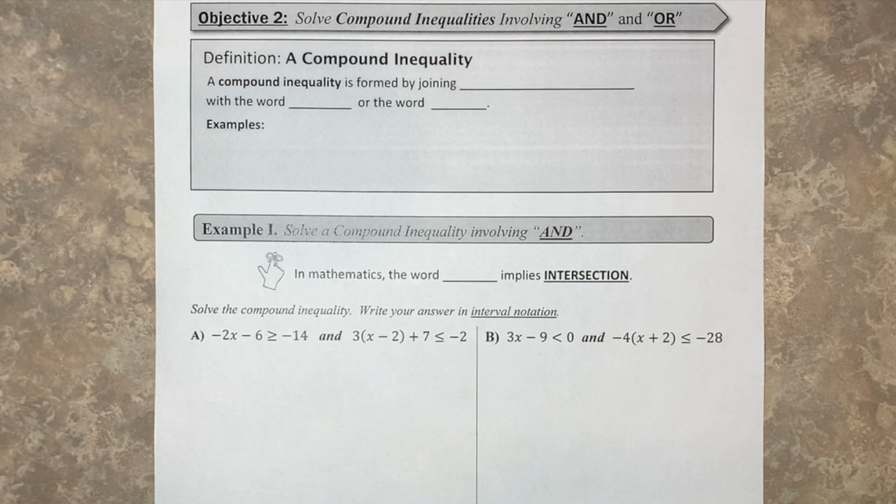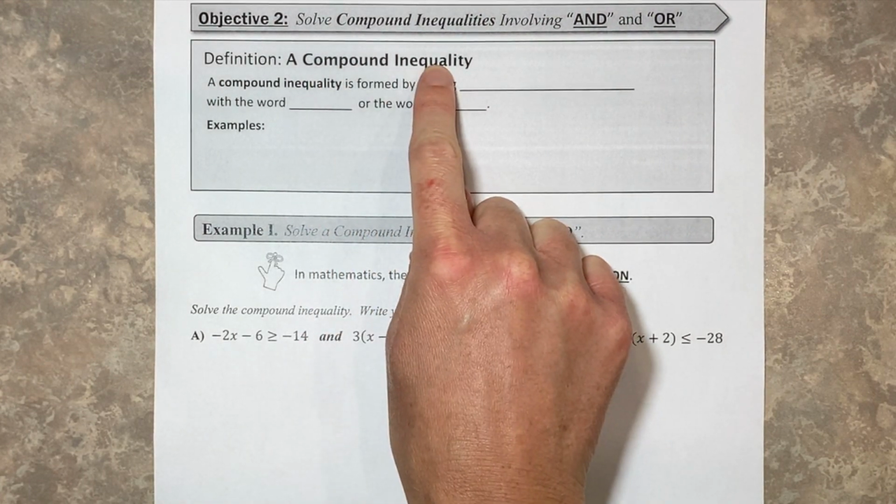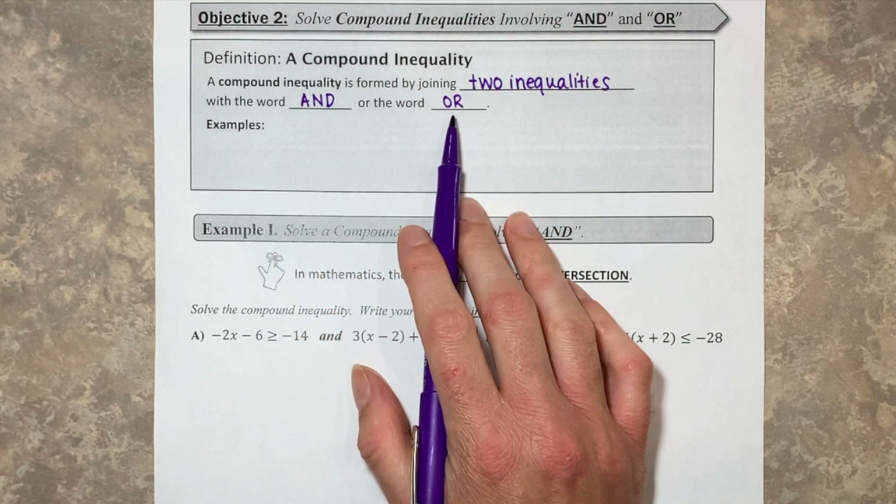Next, we're going to solve inequalities involving the words and or. We're going to start by defining a compound inequality. A compound inequality is formed by joining two inequalities with the word and or the word or.